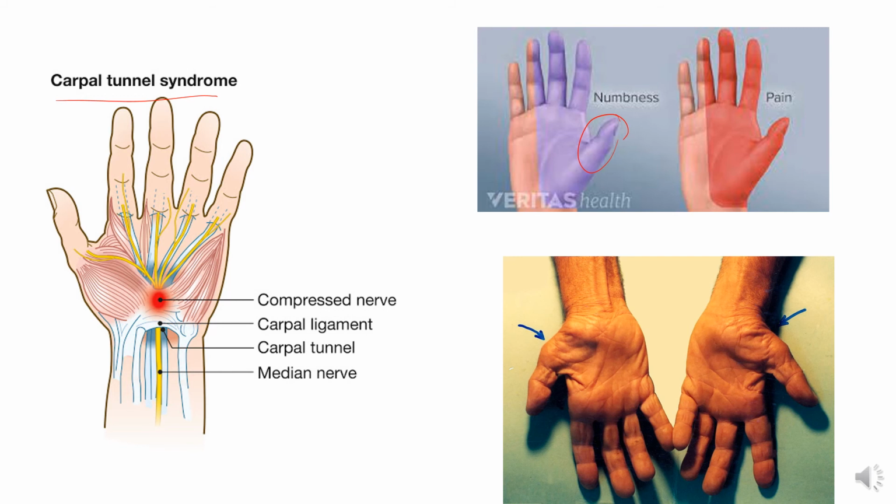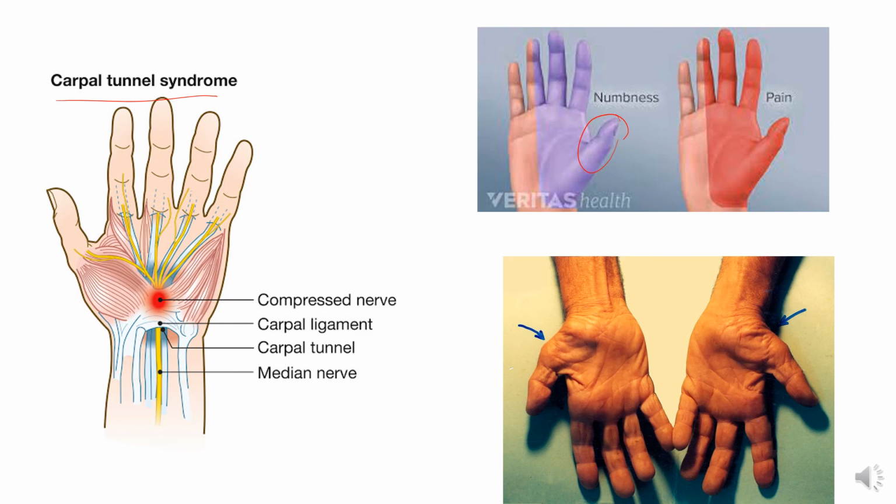Other conditions are diabetes mellitus, acromegaly, and hypothyroidism. They are endocrine disorders, and in these conditions there is a swelling which causes compression. Repeated flexion and extension of the wrist joint also cause the condition, for example, following the prolonged use of a keyboard. Nowadays we are using the keyboard much because of our online classes. So there is a potential to develop this condition in ourselves.